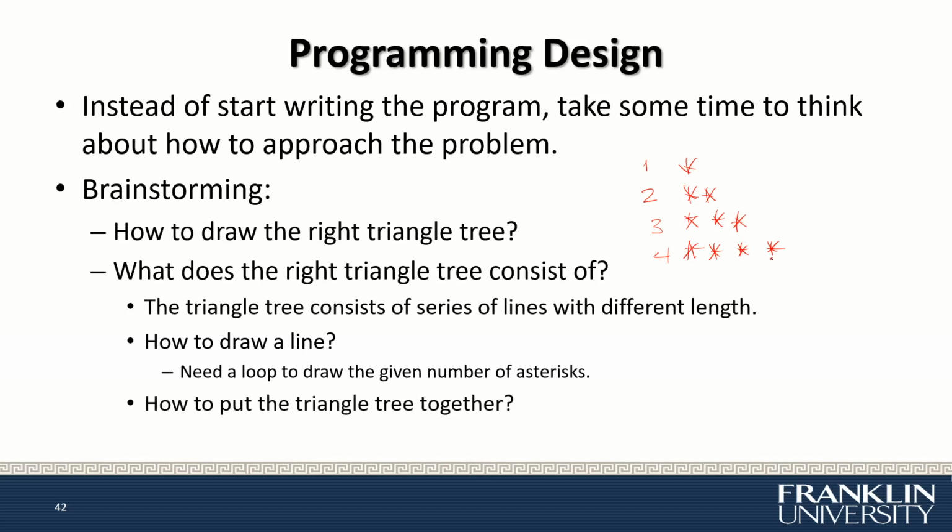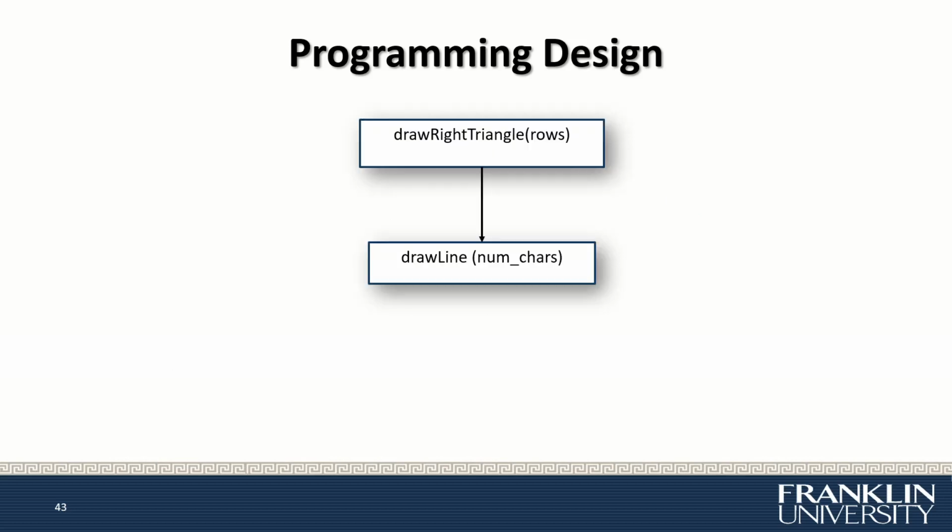Then how do you put the triangle together? Well, if you notice, row 1 has 1 asterisk, row 2 has 2 asterisks, row 3 has 3 asterisks, and row 4 has 4 asterisks. So I also need a loop to draw each line with the proper length. Here's a design: draw a right triangle, given a number of rows.